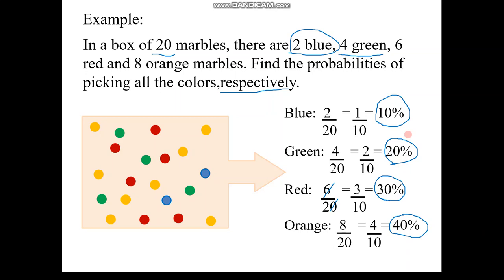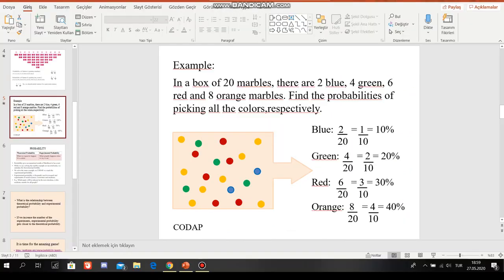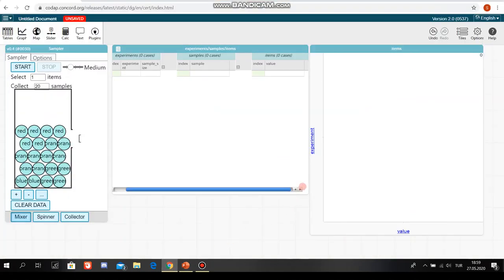Okay, to understand the question better and visualize it, let's go to CODAP. CODAP is an online tool for displaying and analyzing data, and it allows us to make graphs to visualize it. It is so useful for probability. And here you see our sampler, respectively our sample question, and there will be a graph after we realize our experiment. Okay, so I want to pick one item out of these 20 samples.